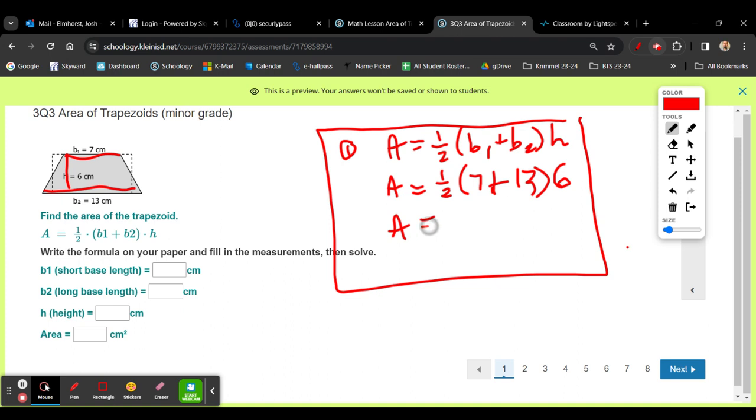Now, this will set up your process and step by step what you need to do. Add your two bases, then finish processing it. 1/2 times 20 or 1/2 times 6. 1/2 times 20 is going to be 10. So we process the dividing by 2. So put the area down below for your answer.